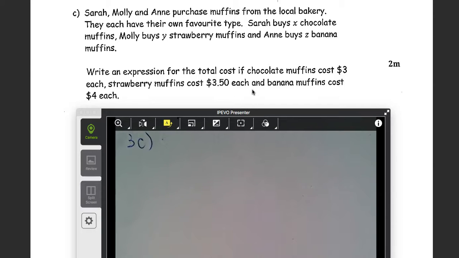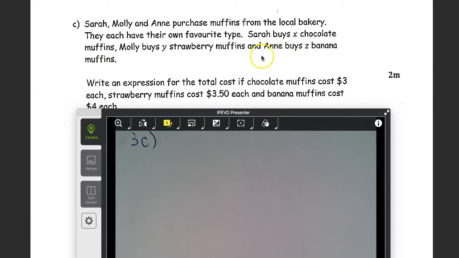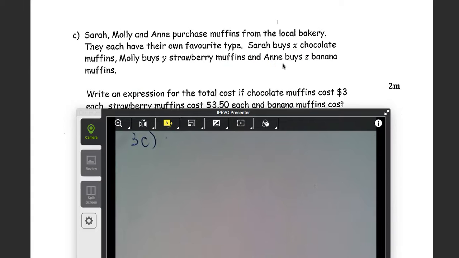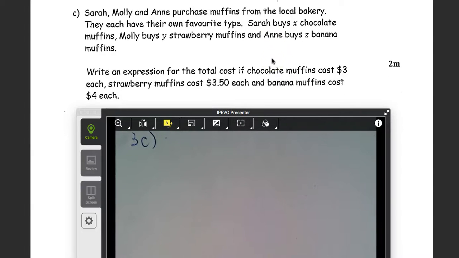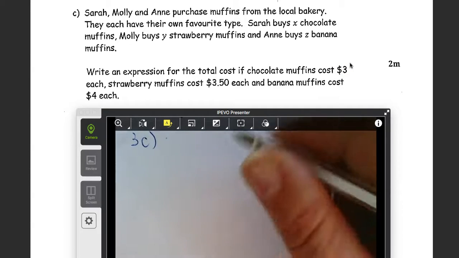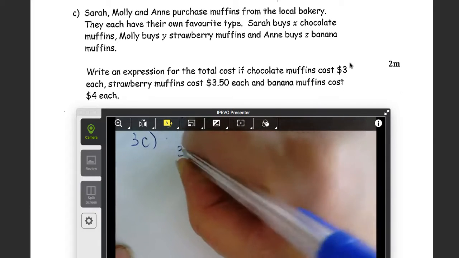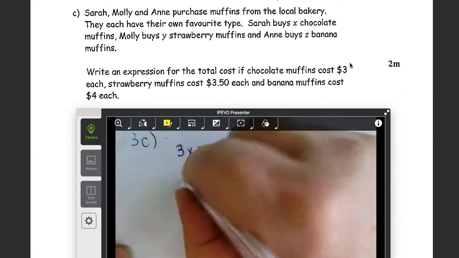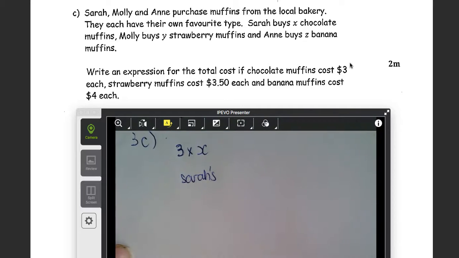Now, let's say Sarah bought 2 chocolate muffins. How would you work out the cost of Sarah's muffins if each chocolate muffin cost $3? Girls, if Sarah bought 2 chocolate muffins, how would you work out what Sarah's muffins cost? Wouldn't you say 3 times 2 is 6 if Sarah bought 2? If Sarah bought 4 muffins, you would have said 3 times 4. But Sarah bought X, so it's 3 times X. So 3 times X is the cost of Sarah's muffins. Does that make sense?